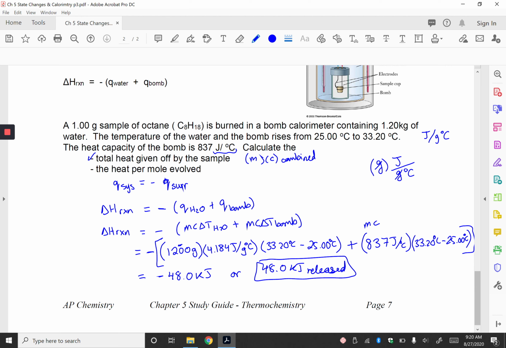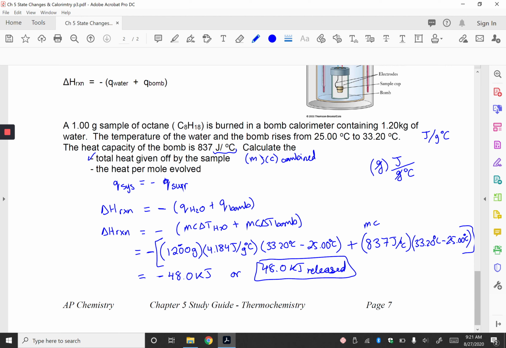They want the heat per mole evolved. So what's the difference? They want heat again, so they still want delta H, but what's the difference between the heat per mole evolved versus the total heat given off? Well, when we calculated this, we used a specific amount of water and of what's in the calorimeter. So let's say I double my sample. Let's say I have 2 grams. Then I'd have double the heat released, right?